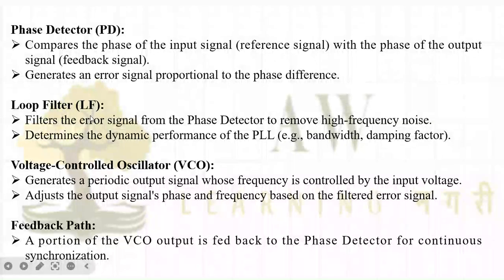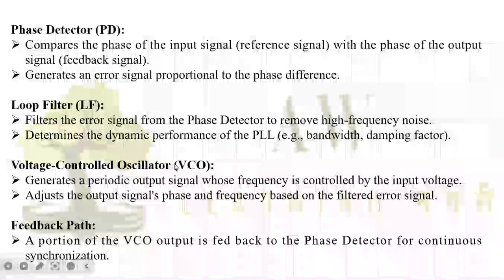Then there is the loop filter. The loop filter filters the error signal from the phase detector. Whatever error is generated by the phase detector is minimized by this loop filter, and it determines the dynamic performance of the PLL.